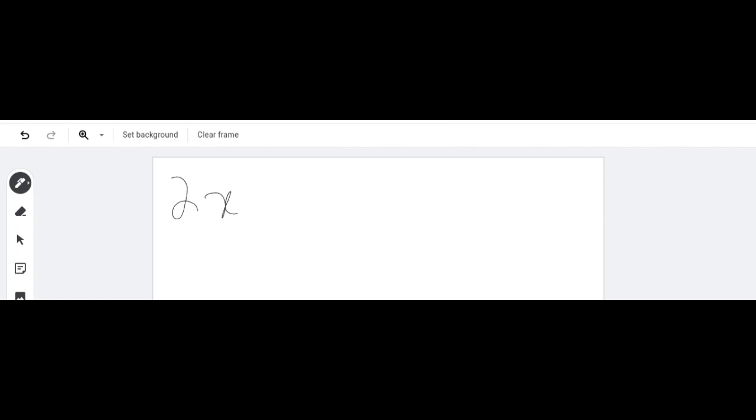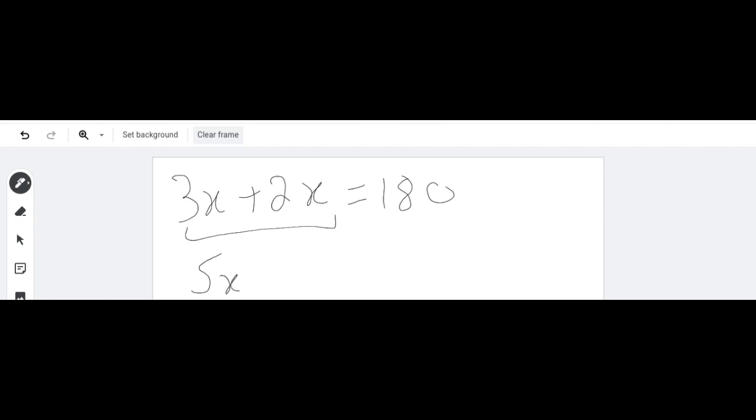First one is 3x, plus 2x. This is the sum of two angles, which is equal to 180. Can I add these two? Yes, because they both have the same variable, x, so we can do that. So 3 plus 2, 5x is equal to 180.